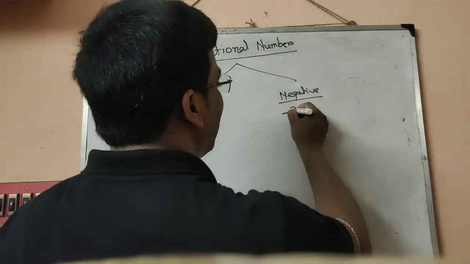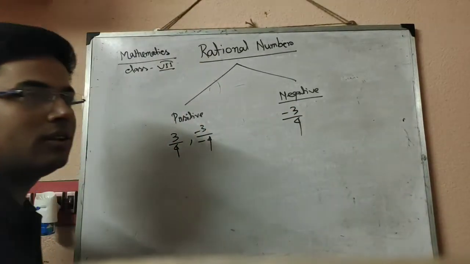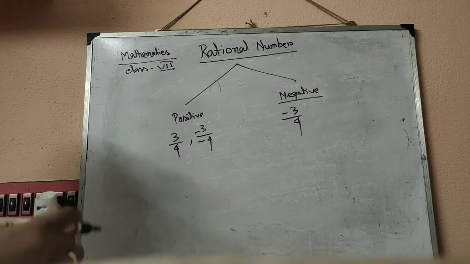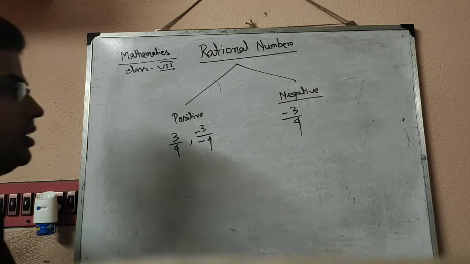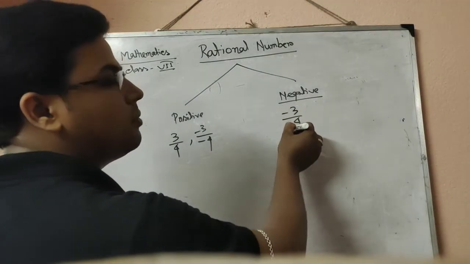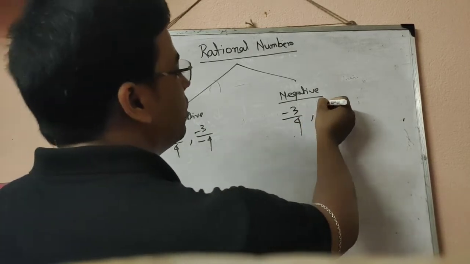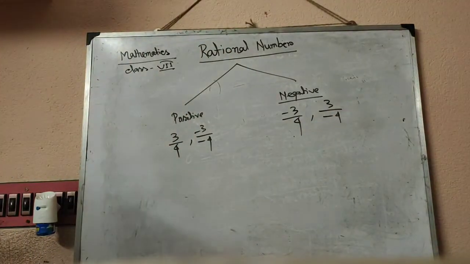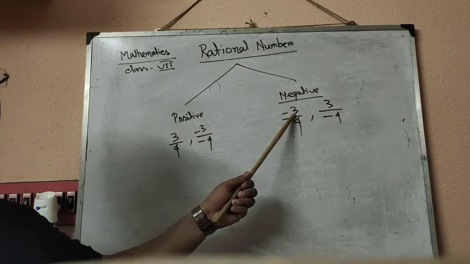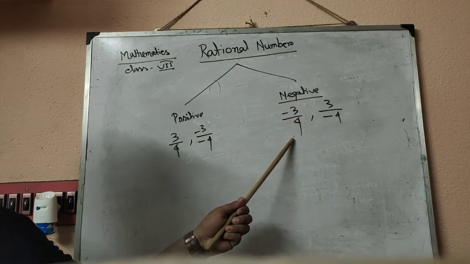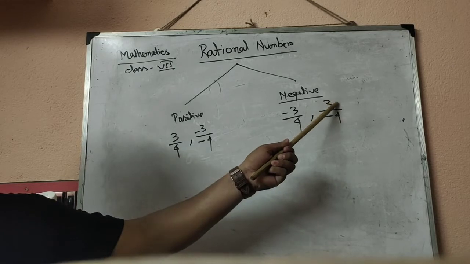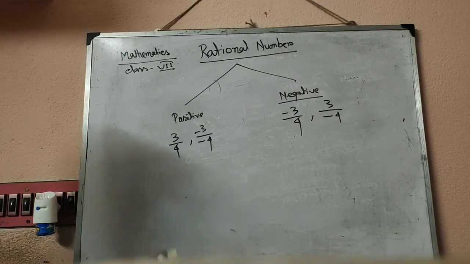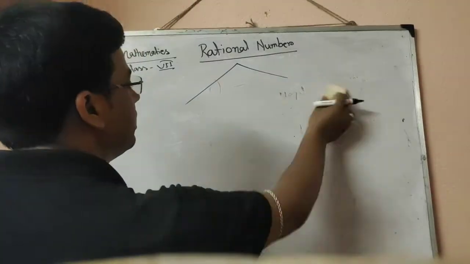Here minus 3 by 4. That means the numerator and denominator signs are opposite. That means minus 3 by 4 or 3 by minus 4. Clear? Here the sign of the numerator is negative, the sign of the denominator is positive. Sign of the numerator is positive, sign of the denominator is negative. So it will be a negative rational number.